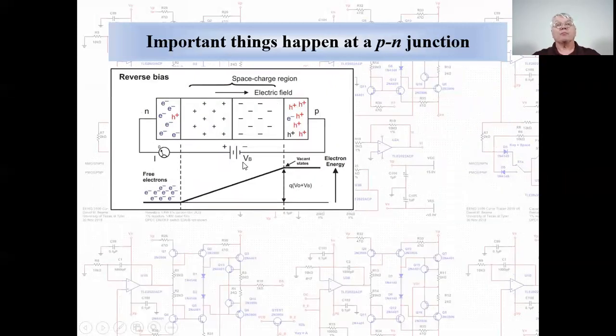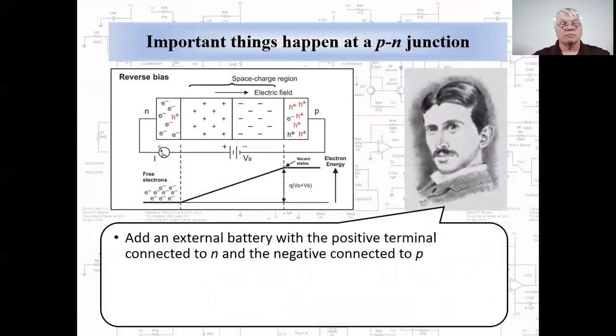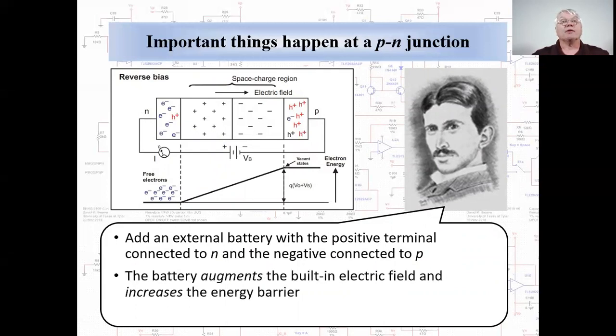Now we'll attach an external battery to the junction, and let's let Nicola explain what happens here. Pay attention to the polarity of the battery, negative to the P region, positive to the N. This battery increases the height of the energy barrier at the junction, and so no conduction takes place. We've only made the energy barrier between the P and the N sides higher by adding the battery with this connection. This connection is called reverse bias, and no current flows through the junction under these circumstances.